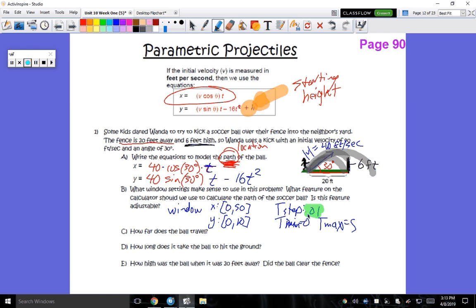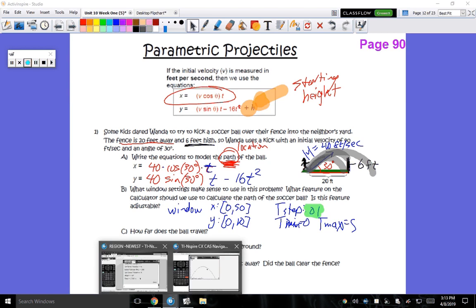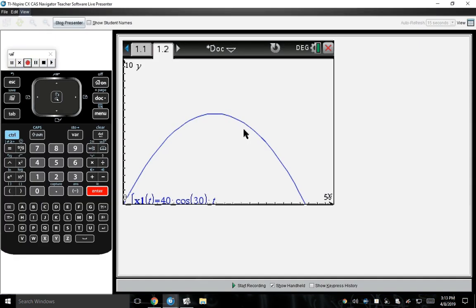Now, the trace feature. Here we go. This is the last thing that you'll learn with the calculator, as far as for this application. To me, I think this is the fundamental way that you can use a calculator, and I like the way that this shows it, but you have to understand how to use it.